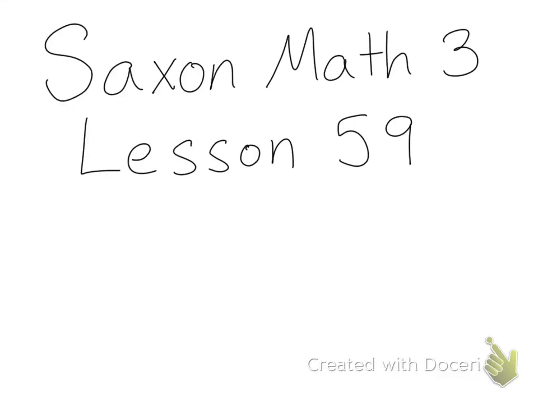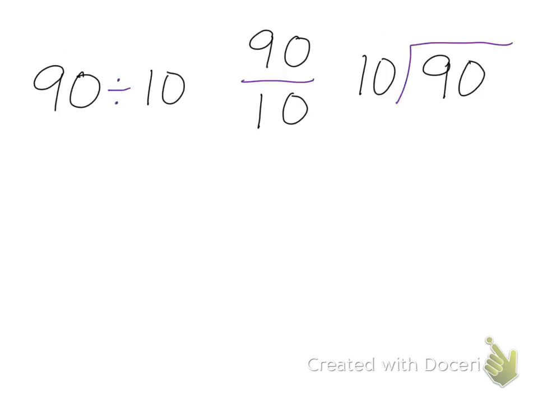Hello. Today's lesson is lesson 59, writing division problems 3 ways, dividing by 10, by 7, and by 1, and identifying quotients. Sometimes we want to find out how many groups of 10, 1, or 7 are in a number. For example, we may want to find out how many groups of 10 there are in 90, or how many groups of 10 there are in 50.